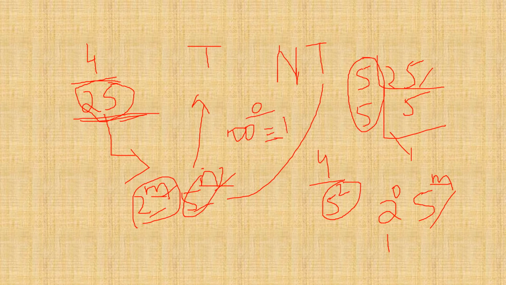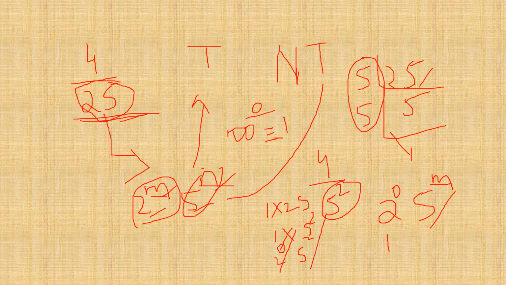So I can write 25 as 1 into 25 also. Which means it is 1 into 5 square, right? This 1 I can write as 2 power 0 into 5 square. So it is in the form of 2 power m into 5 power n, right?